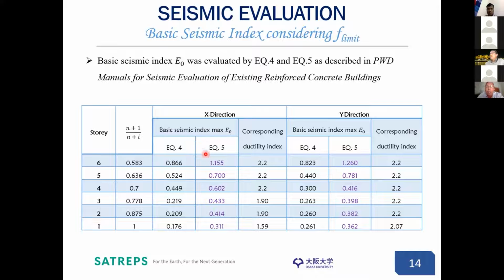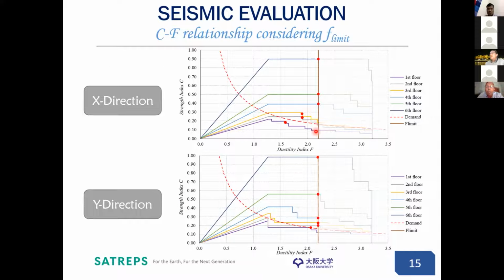So for our case, in this particular building, everything was governed by equation 5, and those are the values in both directions, X direction and Y direction, as shown here. And the corresponding ductility of each floor was also shown here, as can be seen. So the performance of the building is actually modified something like this. I showed earlier that you can go up to 3.2, which is the maximum limit considered under the PWD guidelines.